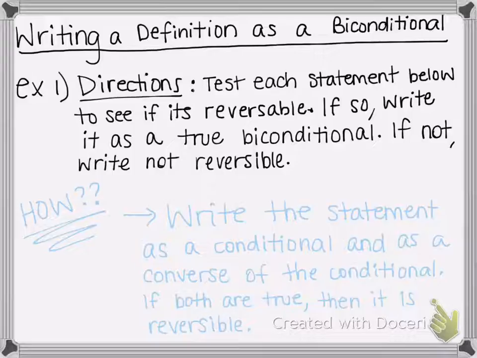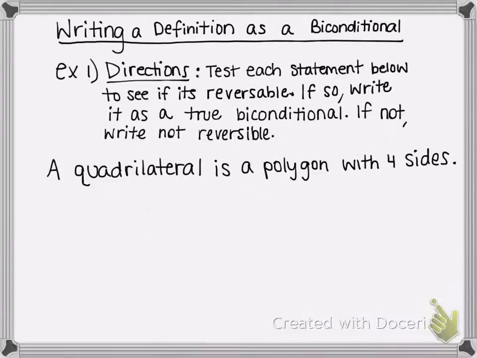And then you need to take that conditional statement and write the converse. So converse is still an if then. You just switch your hypothesis and conclusion. Now, if both your conditional statement and your converse statement are true, then you can say that your statement is reversible, which is like, what? But anyway, let's look at an actual example.